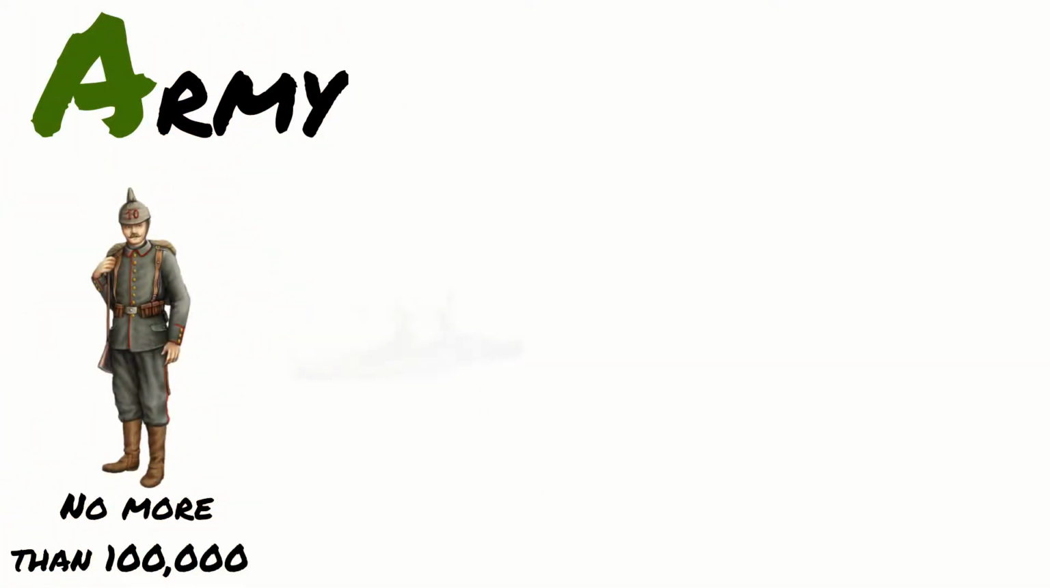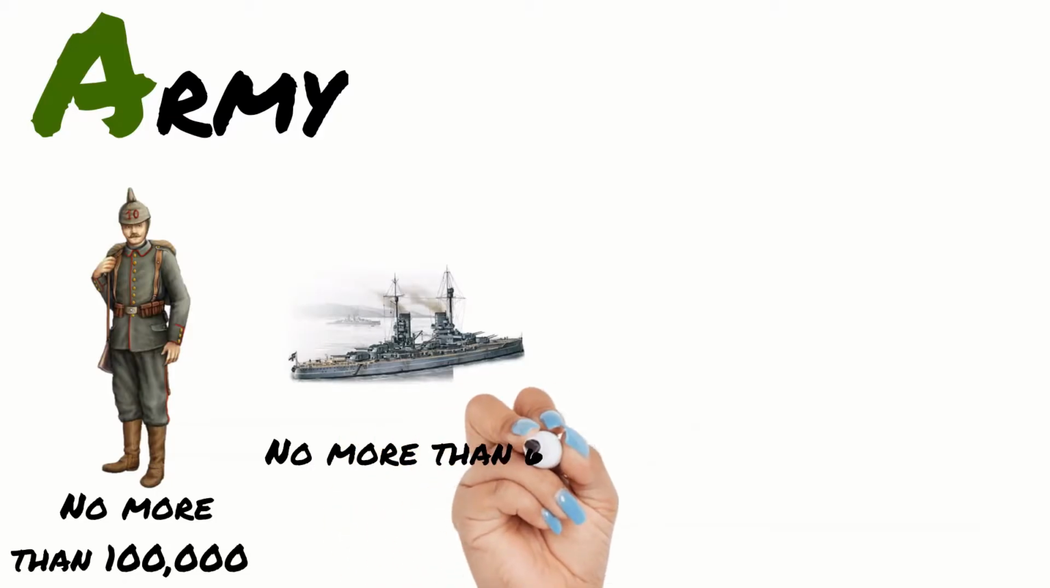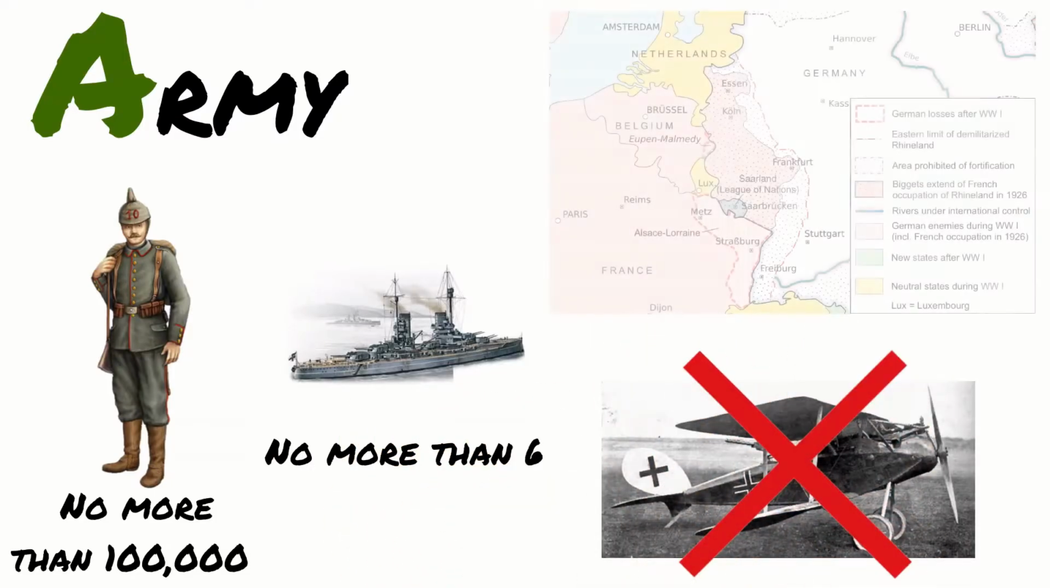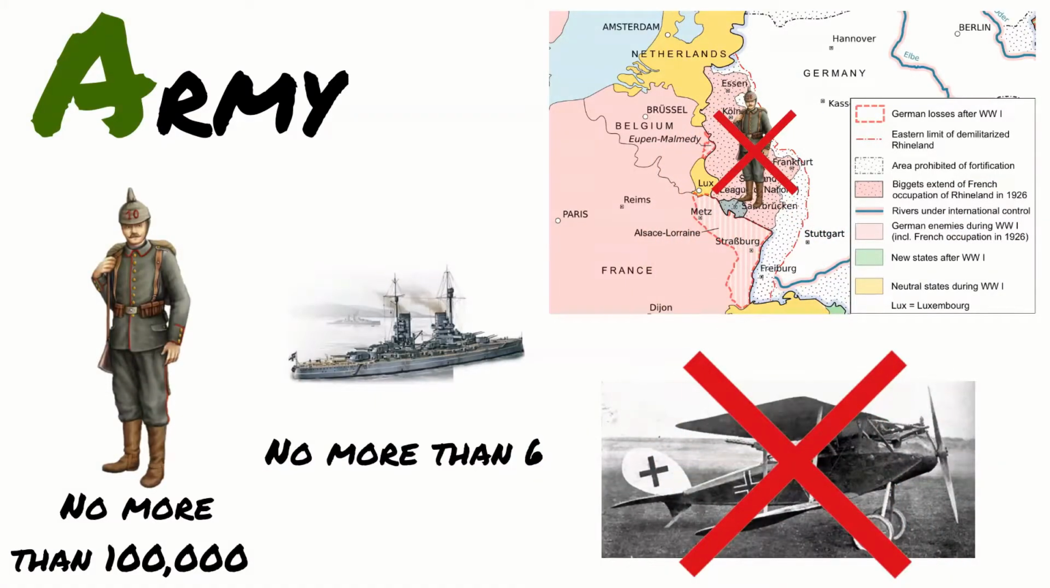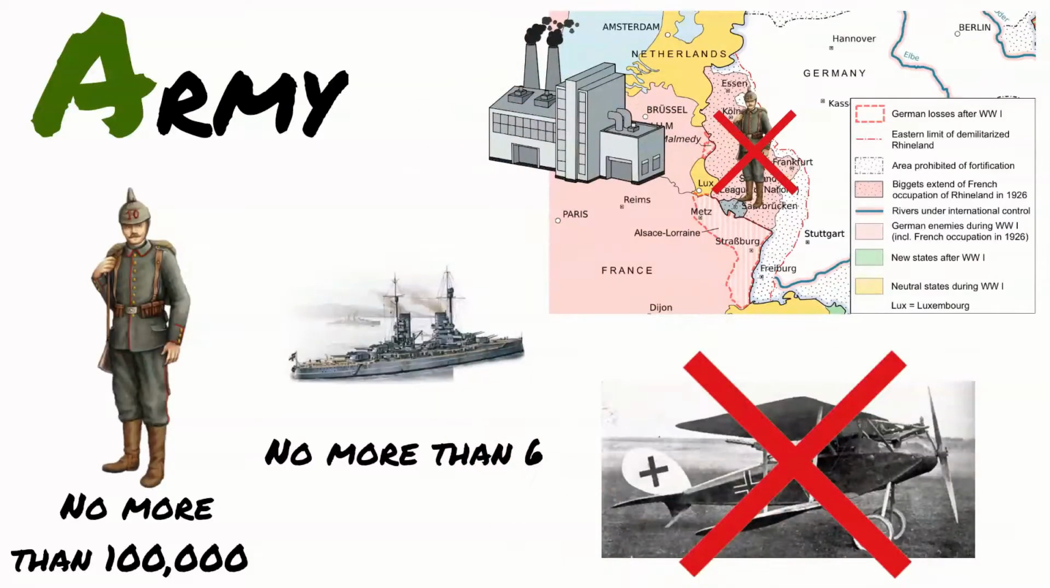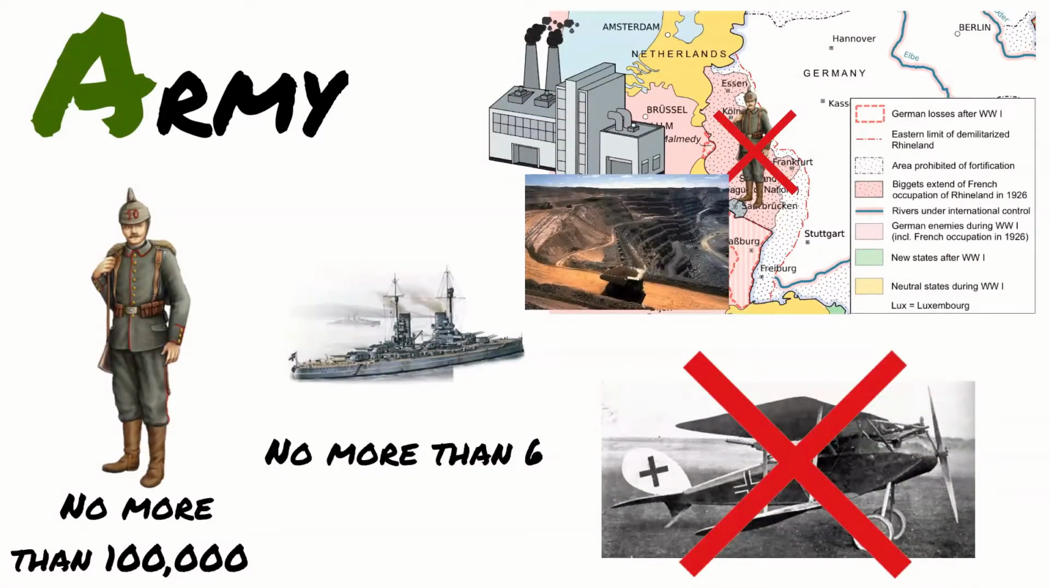On to the second letter, A for army. Germany's army was to be limited to no more than 100,000 men. They were allowed only 6 battleships and no air force. In addition, the Rhineland was to be demilitarized. This meant that there was to be no German army force or fortifications in the Rhineland, which included the Ruhr, an area very important to Germany because of its industry and mining.